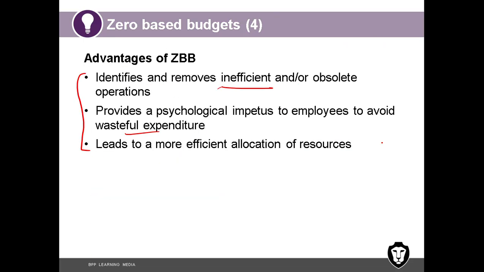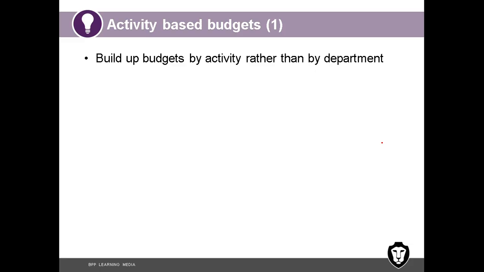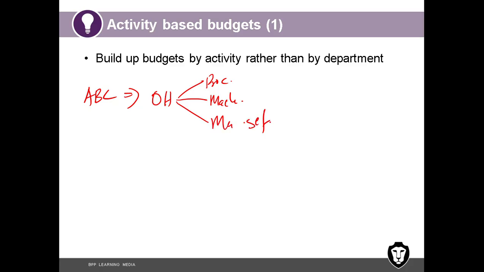Zero-based budgeting I already explained. Finally, activity-based budgeting. Activity-based budgeting means, you remember we studied activity-based costing. If you don't remember, please go back, watch that video and come here. What is activity-based costing? The overheads you analyze into different categories, like procurement related overheads, machine running related overheads, machine setup related overheads, delivery related overheads. Likewise, you take different categories.